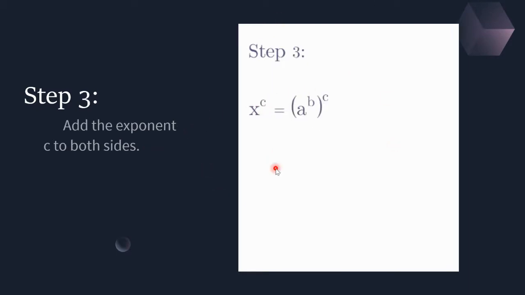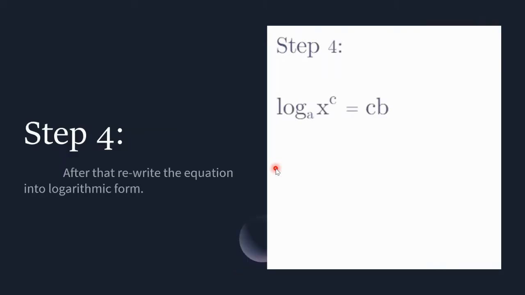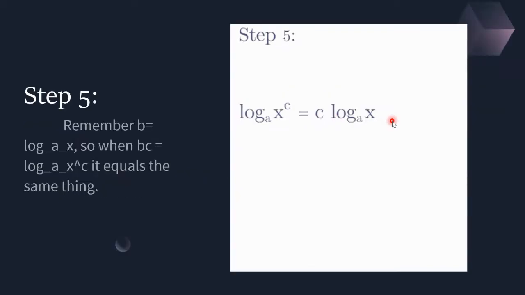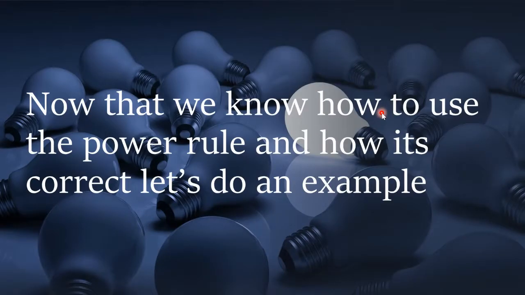Now, write it in the exponential form, right? And then add the exponent c to both sides. This will make sense later. Now rewrite the equation back into logarithmic form, and you'll have log a x to the power of c and c times b. Remember, b is log a x, and this confirms both equations are correct. Now that we know how to use the power rule, let's do a little harder example.